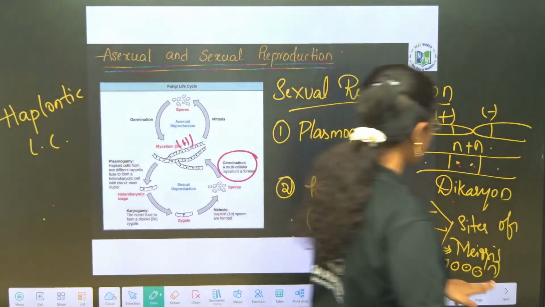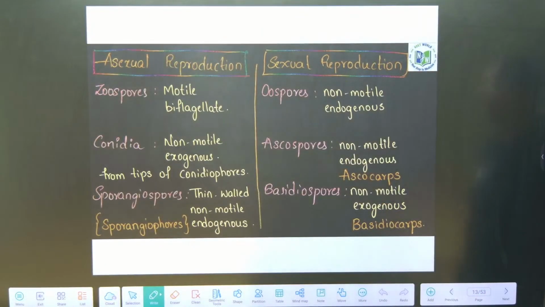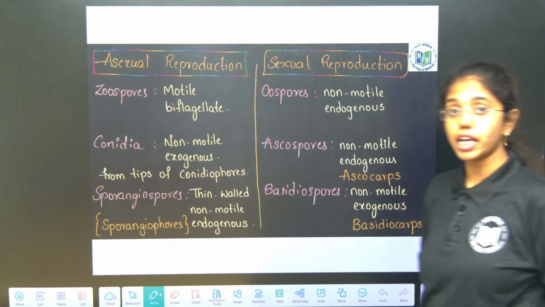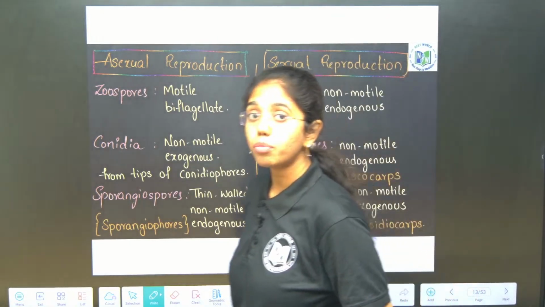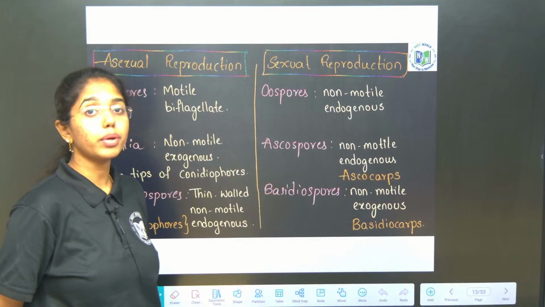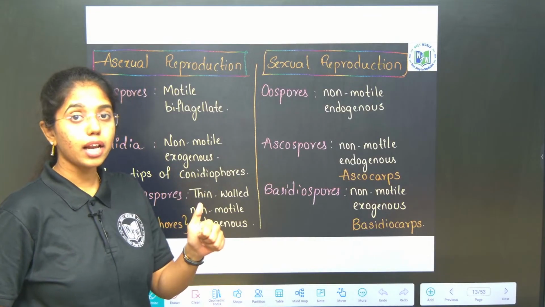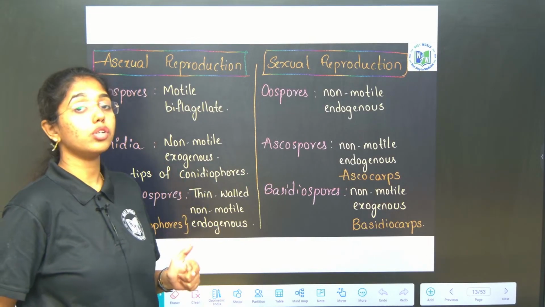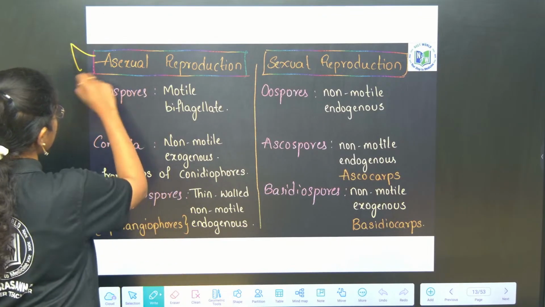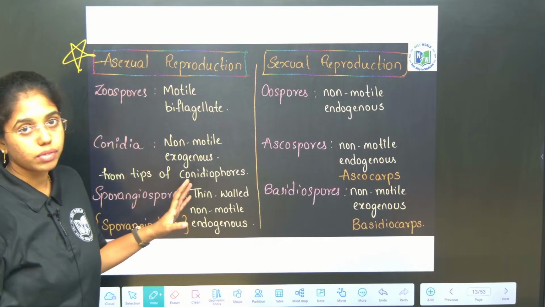Asexual and sexual stages. Now, you see, asexual and sexual reproduction. Asexual reproduction is through spores, I told you. Zoospores are motile and biflagellate over here. It is very important for you to remember whether the spores are motile or not, whether they are exogenously or endogenously produced. Very, very important. N number of times this question has been asked. You can take a screenshot of this slide as well.